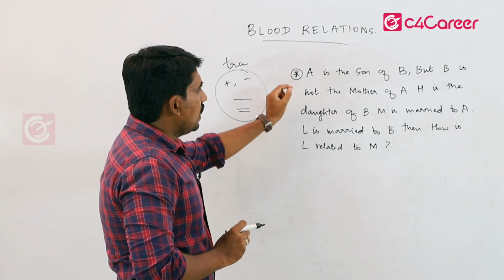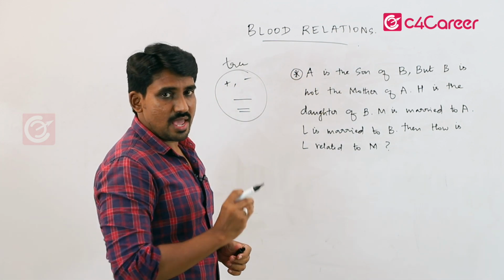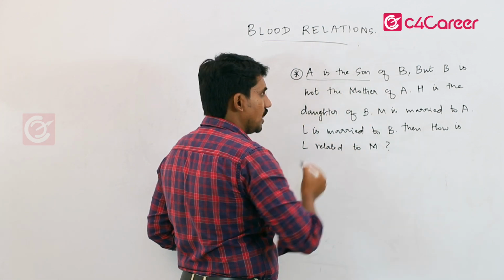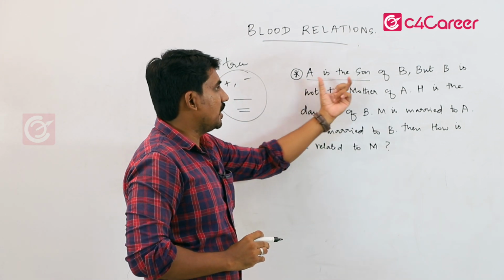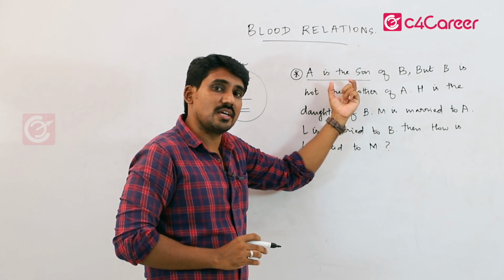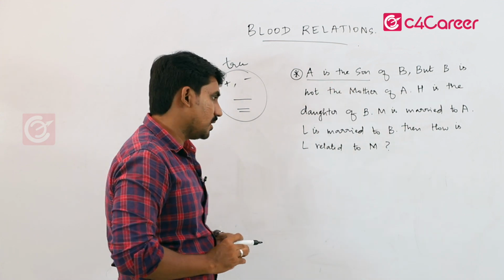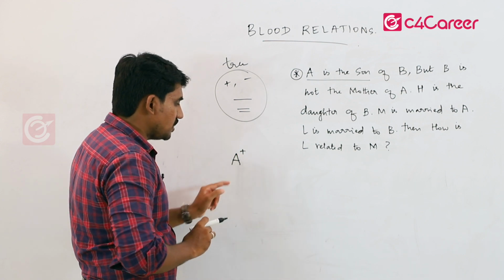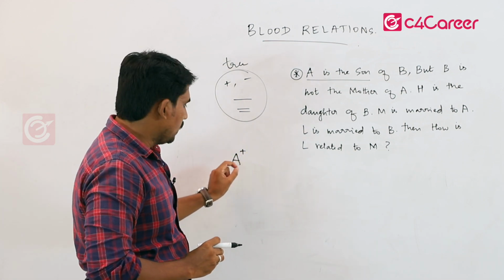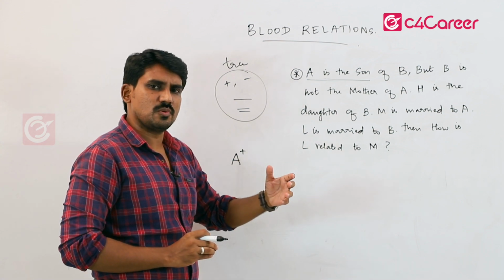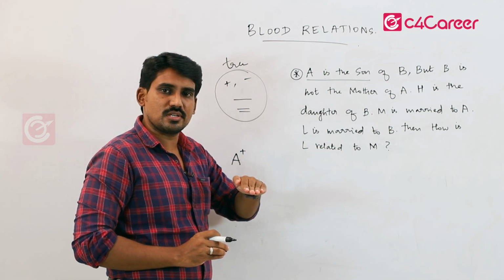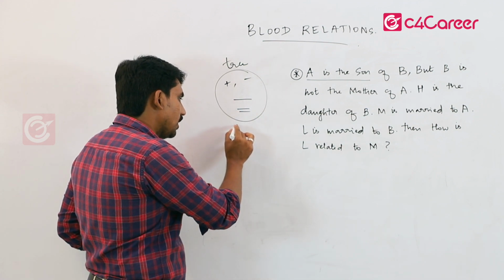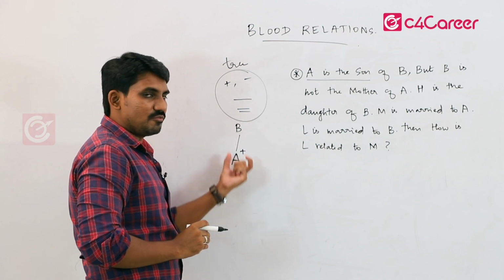Now, A is the son of B. How can we draw this? By reading this, what can we understand? A is son, A is male. Therefore, I am writing A plus. From this, we have to understand A is male. Son means A is at the lower generation and B is at the higher generation. That means we write B at this level, and A below.